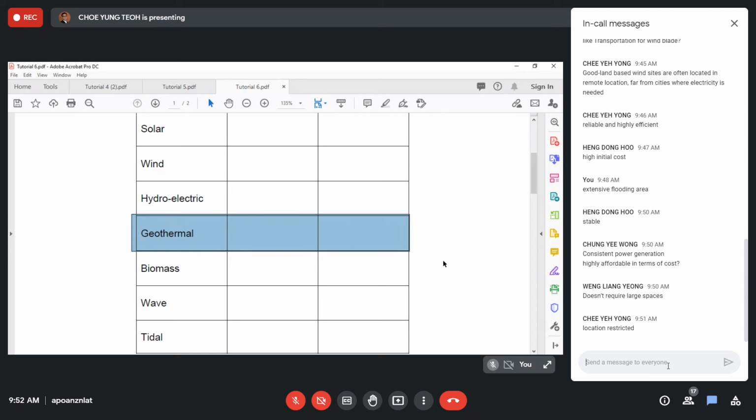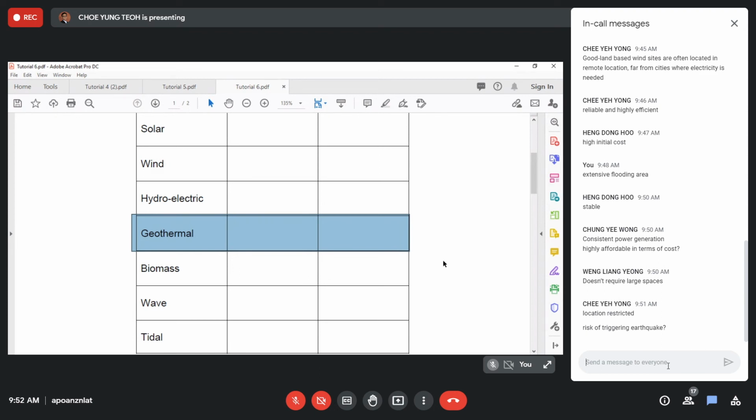And it also will somehow have the risk of triggering earthquakes. Yes, this is one of the issues, because when you do the digging, you alter the earth surface. So this may trigger an earthquake, but of course at a very low percentage, not so easy to trigger. And then most of the geothermal plants are far away from population centers. So again, it's far from the user. This is one of the issues.